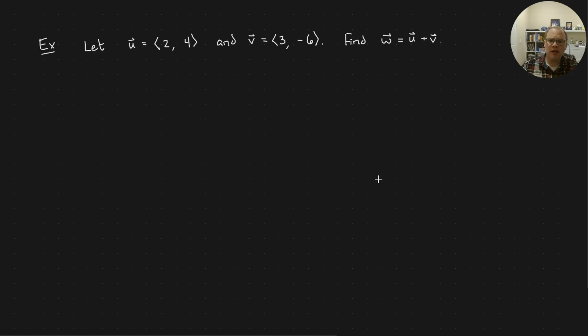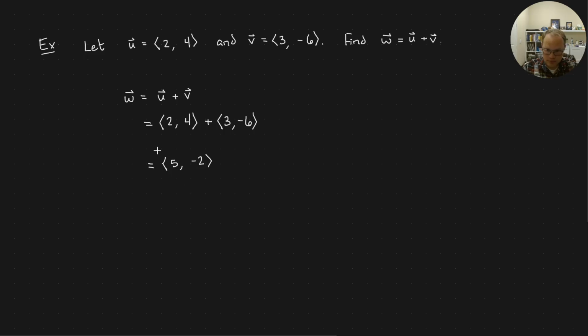Okay, so to numerically add vectors together is real simple. You just add the corresponding components. So we want u plus v. Vector u is 2, 4. We're going to add that to vector v, which has components 3, -6. And I'm just going to add corresponding components. So first component plus first component, that's 2 plus 3, which means the first component in my resultant vector is 5. And now second component, 4 plus second component, -6. 4 plus -6 is -2. So that's the second component in my resultant vector w.